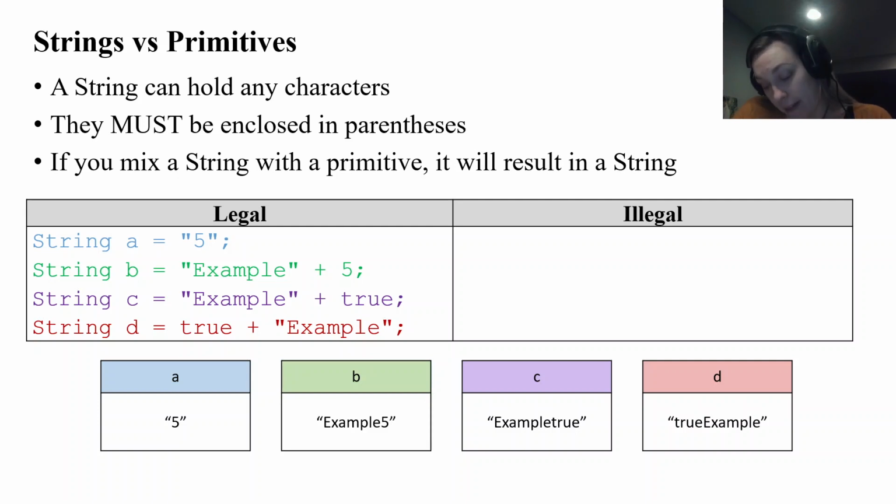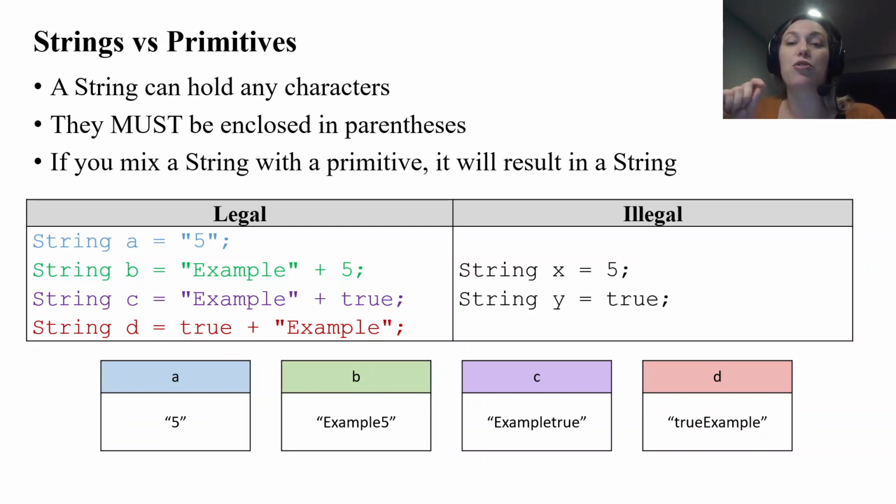Here's two examples of illegal syntax. If we had string x equals 5 or string y equals true, both of those, you're trying to put a primitive in a string, and it's going to pop up as an error. You would have to put quotations around them, okay, when they're just by themselves. If it's concatenated with another string, you don't have to, like we saw in this legal syntax over to the left here. But when there's no other string literal in the statement, it's going to pop that up as illegal syntax. Okay.